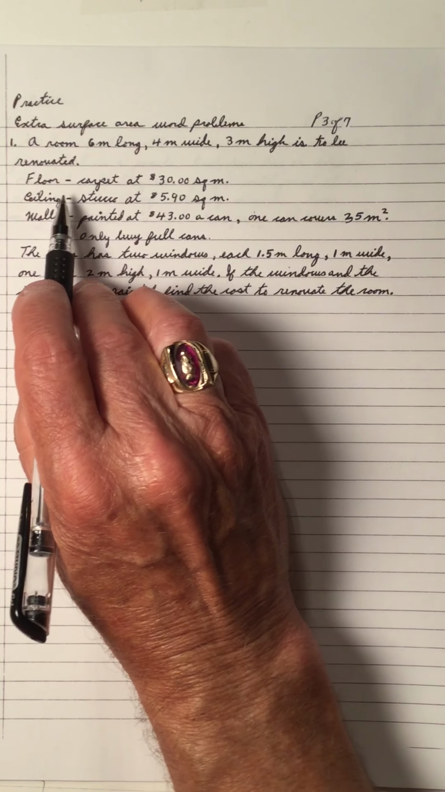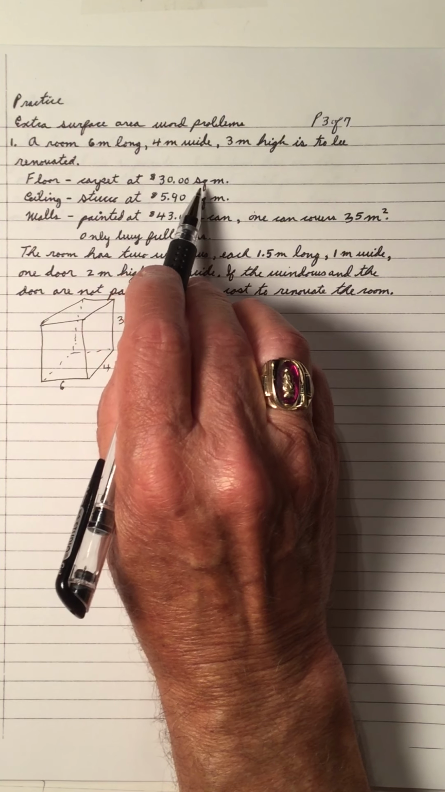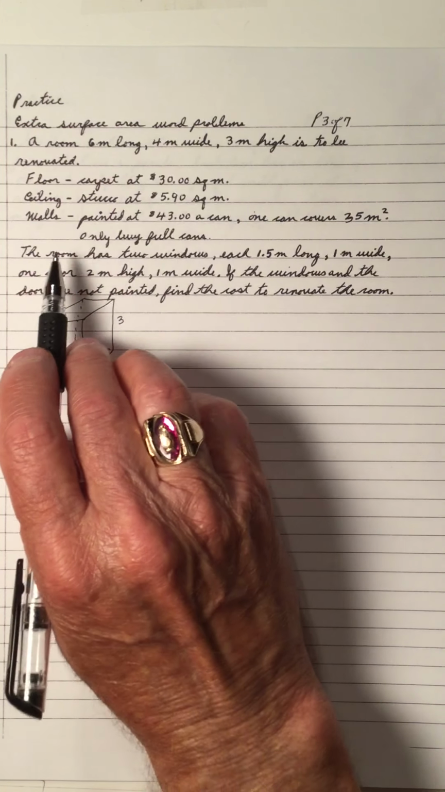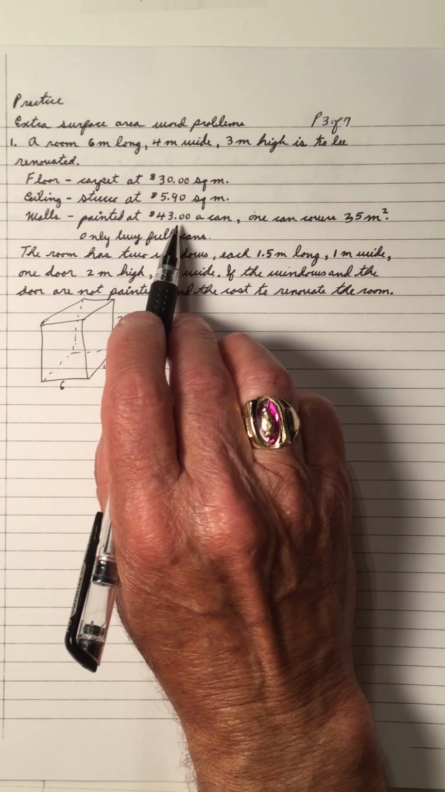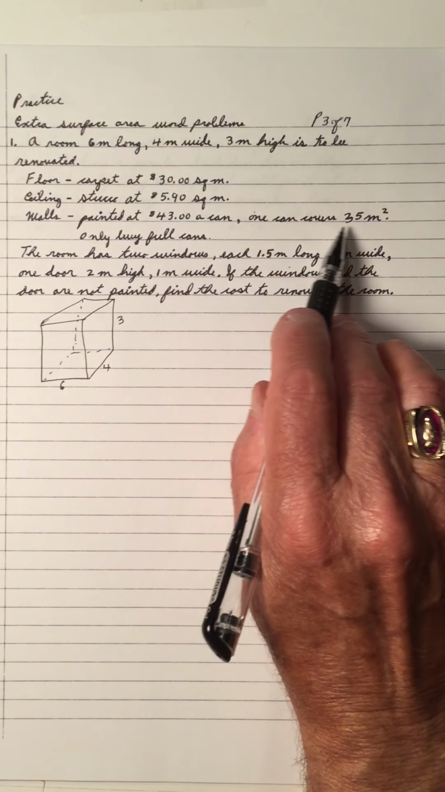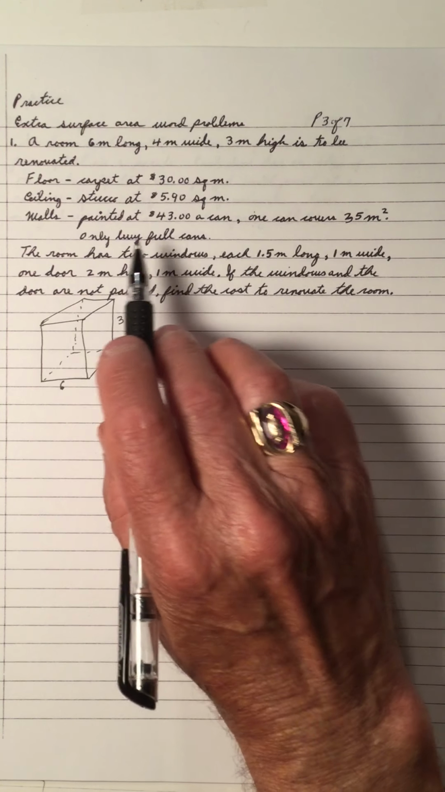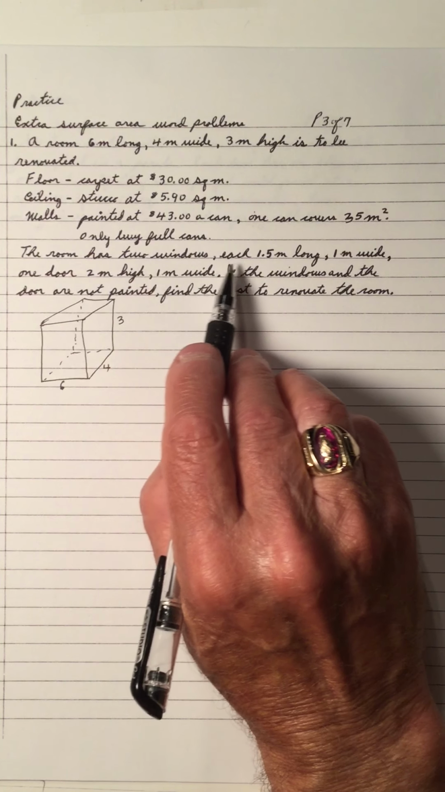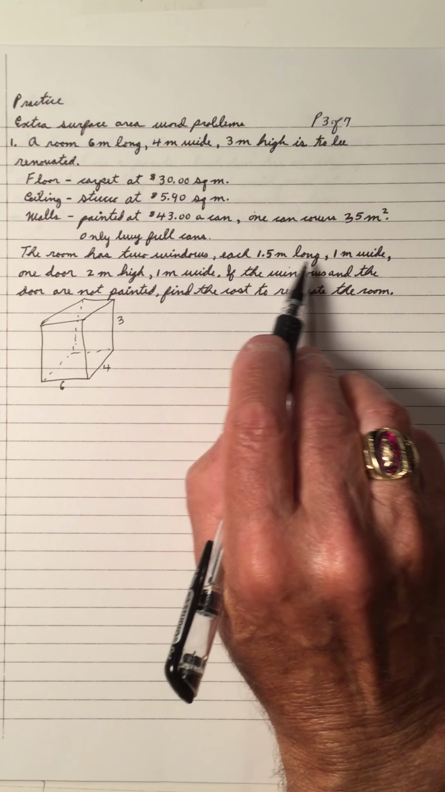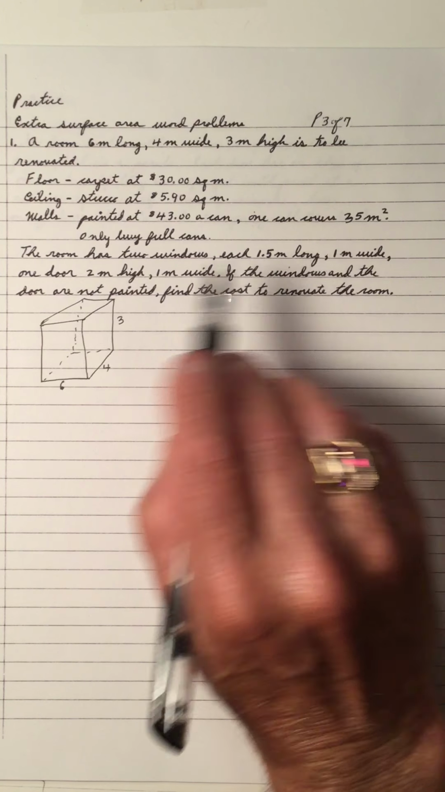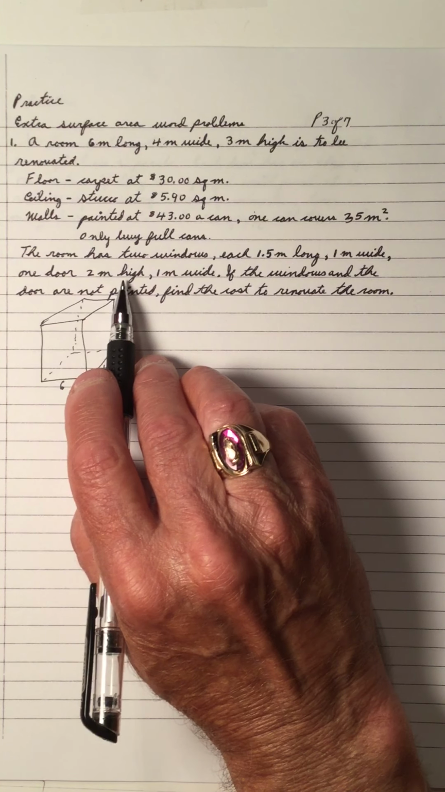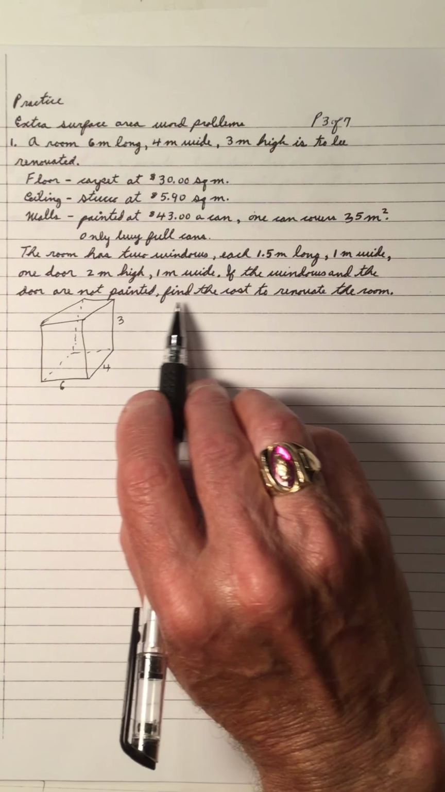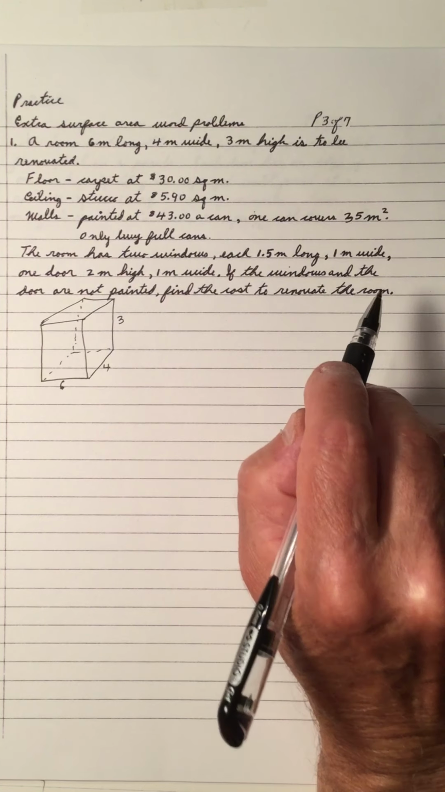Now it says that the floor will be carpeted at $30 a square meter. The ceiling is going to be stuccoed at $5.90. The walls are going to be painted at $43 a can, and a can will cover 35 square meters, and we can only buy full cans. The room has 2 windows, each 1.5 meters long and 1 meter wide, and 1 door, 2 meters high and 1 meter wide. If the windows and the doors are not painted, find the cost to renovate the room.